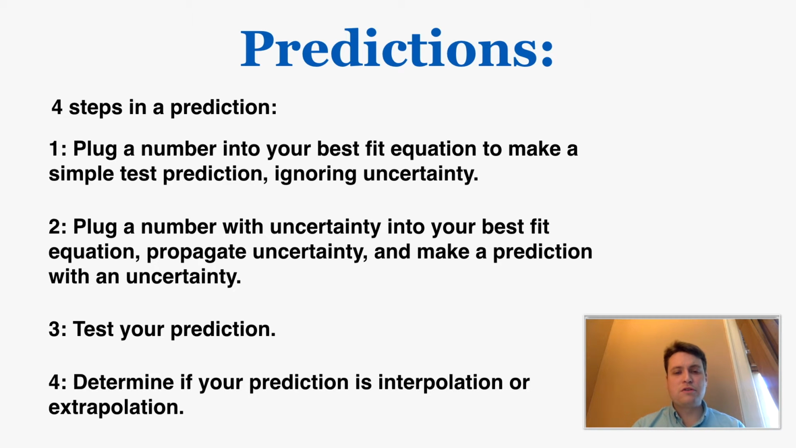Because what the best fit equation is really doing is saying, if you do this to your IV, this will be the result for your DV. So we're going to see if those predictions come true. There are 4 steps to making a prediction.